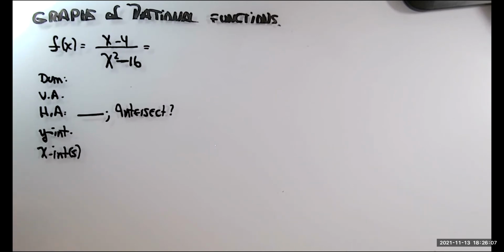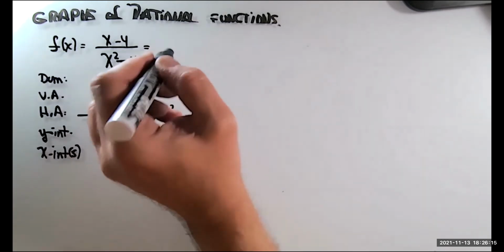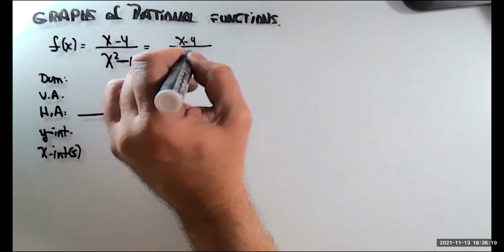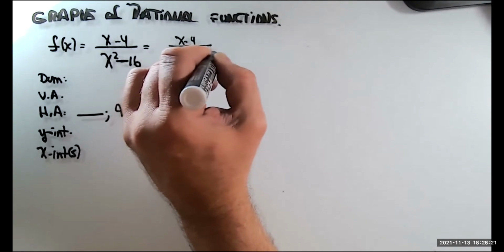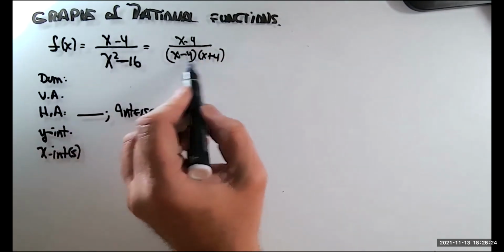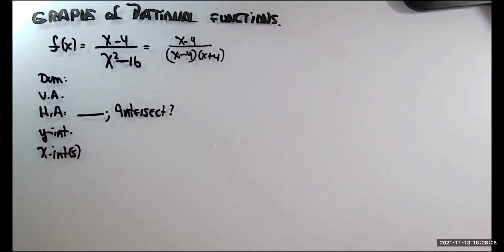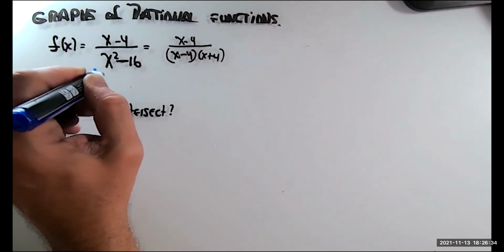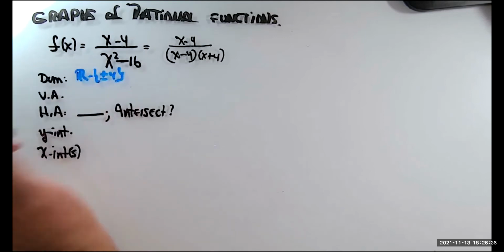Let's try one more example. f of x equals x minus 4 over x squared minus 16. So what is my domain? Well, we need to factor first: x minus 4 times x plus 4. Notice that we have to avoid two numbers, 4 and negative 4. Therefore, my domain is all real numbers except plus or minus 4.